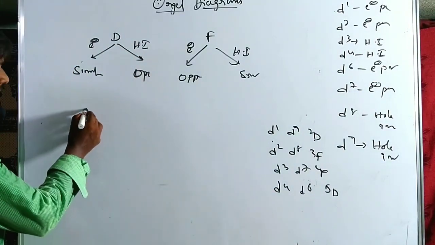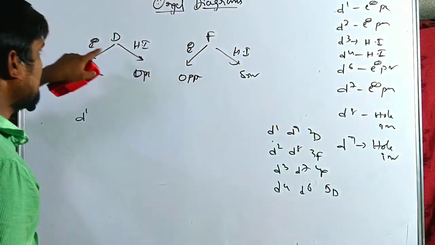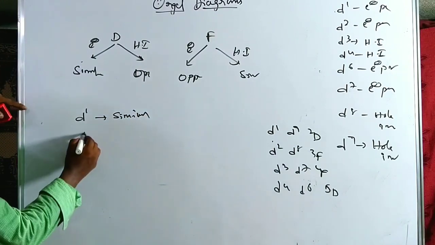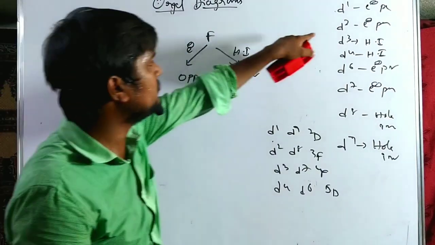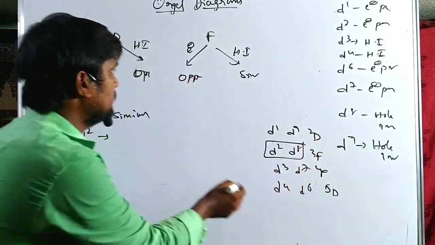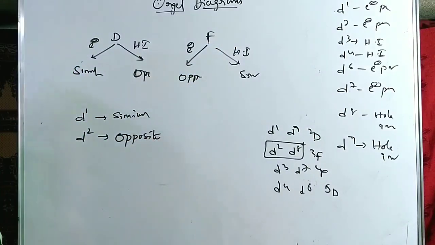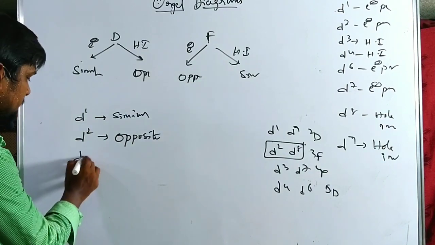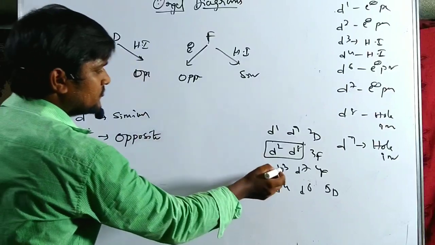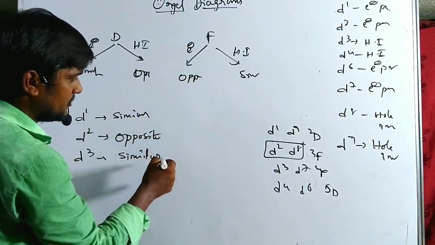Now what about the D1 case? Here electron promotion takes place. Electron promotion means it is similar to the octahedral structure. Now what about D2? In case of D2, it is electron promotion, but it belongs to the F term. So F term electron promotion is nothing but opposite splitting in the F orbital. Now what about D3? Here hole inversion. D3 belongs to the F term. Hole inversion means similar to the octahedral structure.